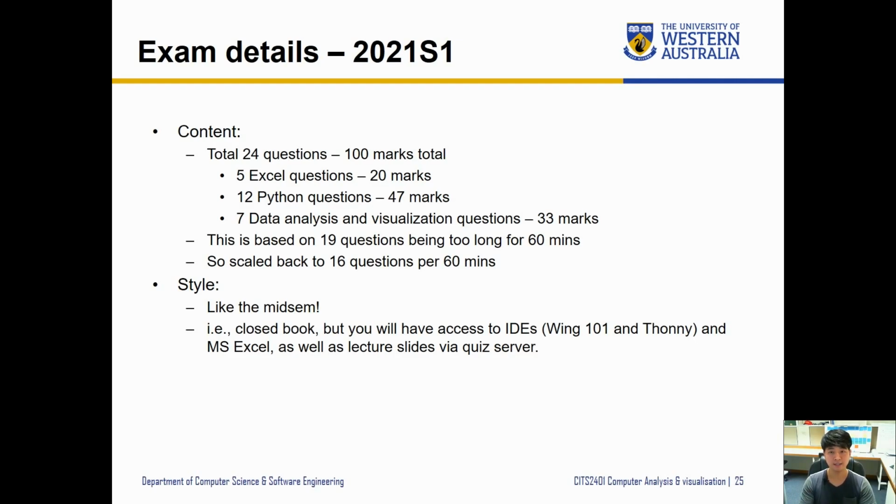So having said that, there's about 3 graphing questions, okay? And the others are data analysis questions, okay? So that should give you an idea as well. So that adds up to 100 marks in total. So that's 24 questions as well that you have to do in 90 minutes. So if you convert it to an hourly rate, that's roughly about 16 questions per hour.